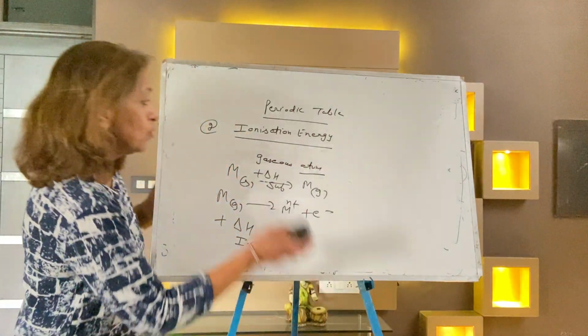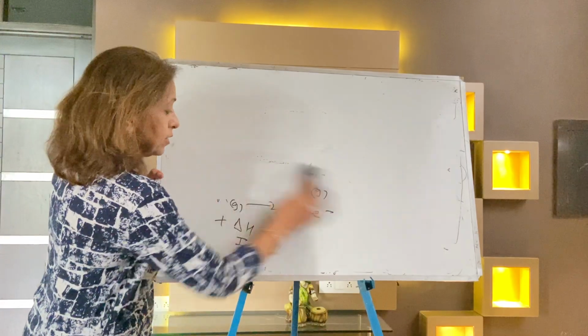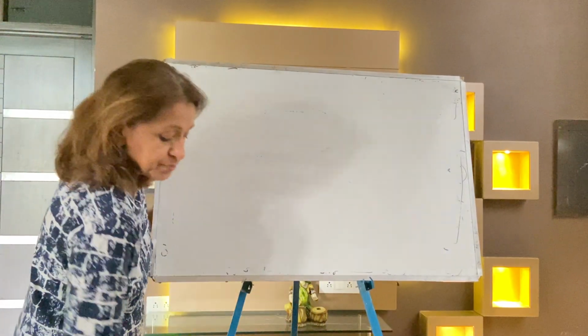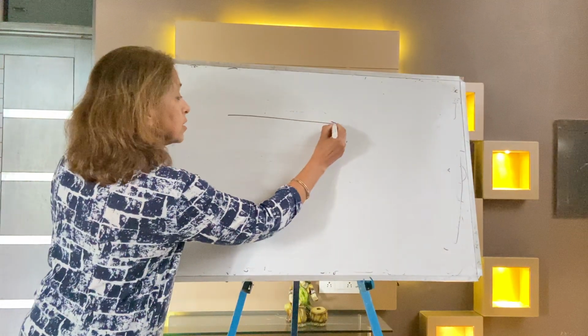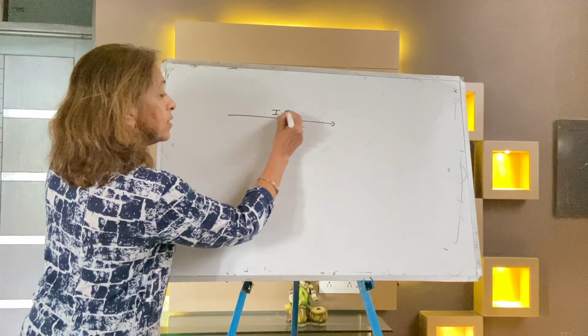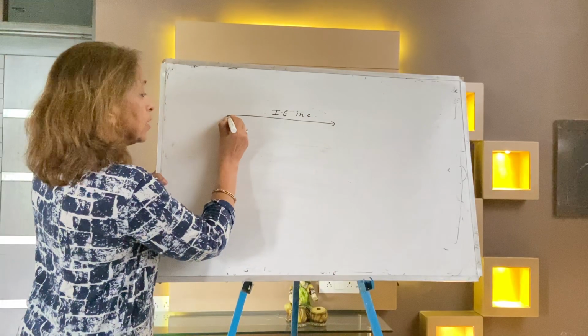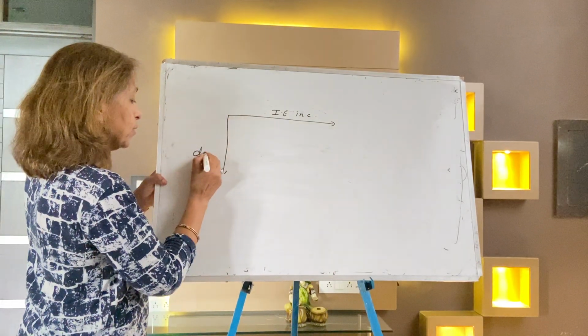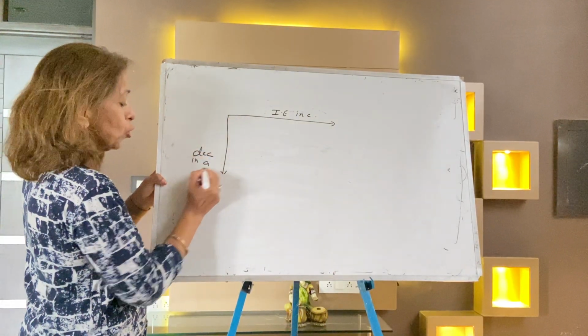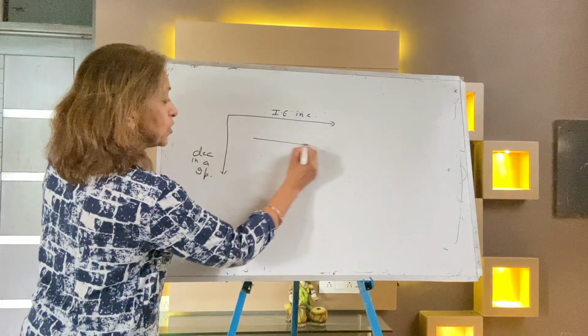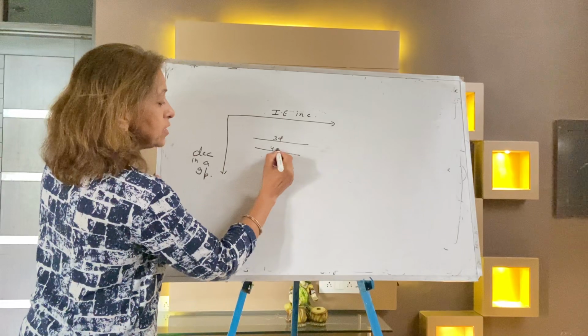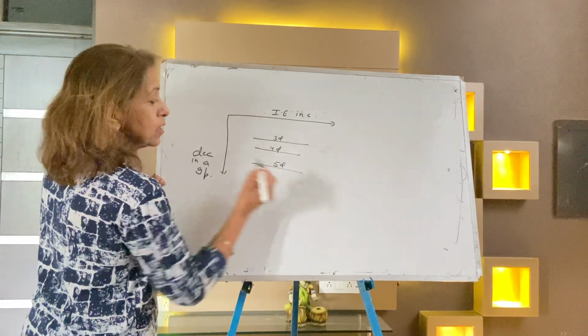So in MCQ questions, I am giving a few tips. Write down: ionization energy increases in a period and decreases in a group. Decreases in a group, but there is one exceptional case. This is the 3d series, 4d series and 5d series.